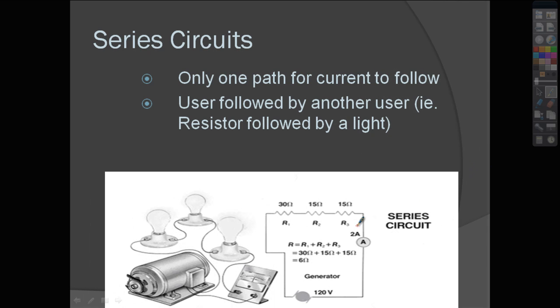So here I have a little example. Here's our generator supplying the voltage. Current comes out, goes along this guy. It's going to cross one resistor, the first light bulb, cross the second resistor, and across the third resistor. So all these light bulbs are actually resistors, and they all have different resistances. So how do we find out the total resistance?